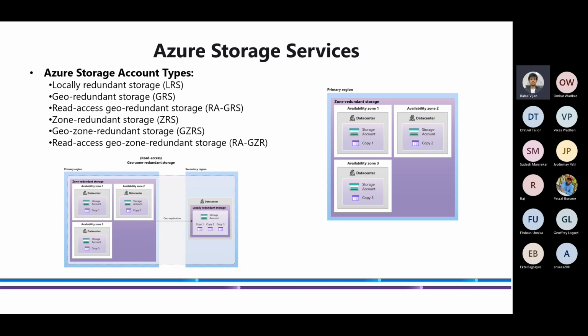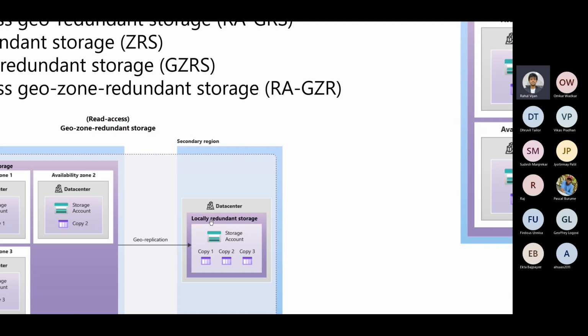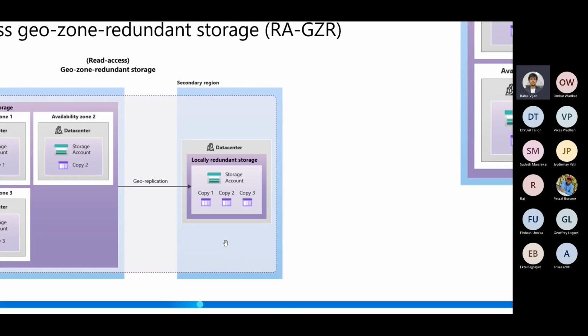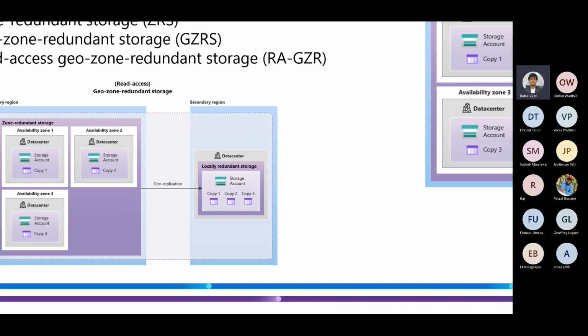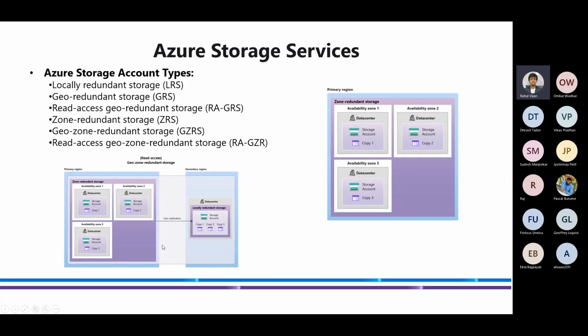So within that local redundant storage, you can see an image here. There is only one data center, and there is my storage account, which has different copies of my data within that single data center. So yes, if something happens to this particular thing here, then all of my data is gone within the local redundant storage. Then there is the geo redundant storage.